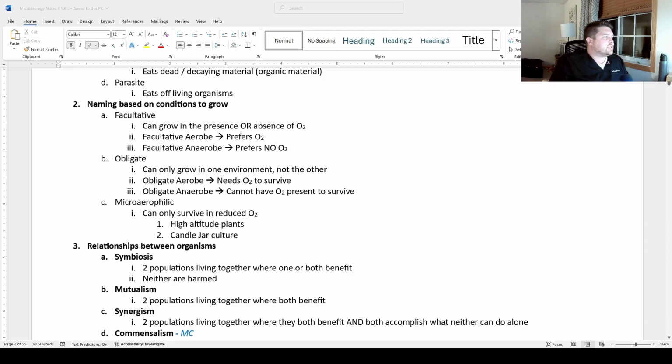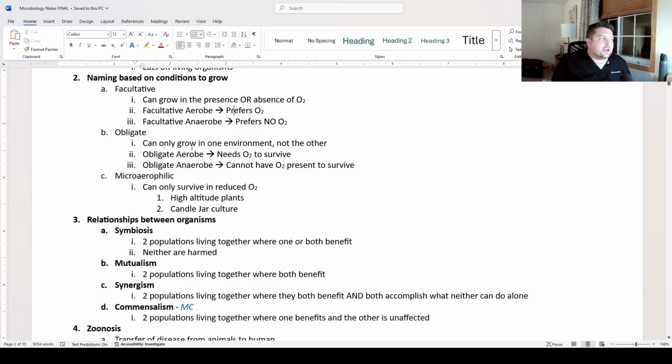Facultative versus obligate. Most commonly, this is used to refer to oxygen concentration. Facultative means that it can grow anywhere in any condition, but sometimes it prefers one over the other. So facultative can grow with or without oxygen. If we call something a facultative aerobe, it grows better in oxygen or reproduces better in oxygen. Facultative anaerobe prefers no oxygen, but if it's in a condition with oxygen, it still can grow.